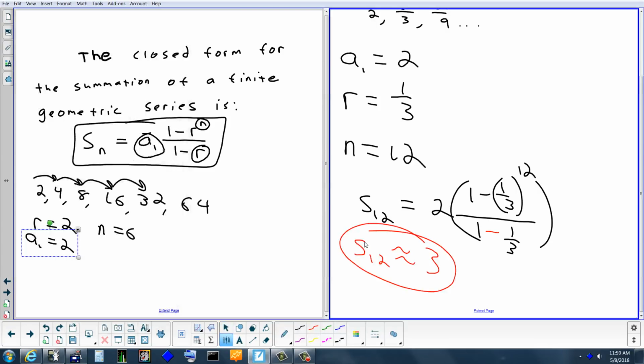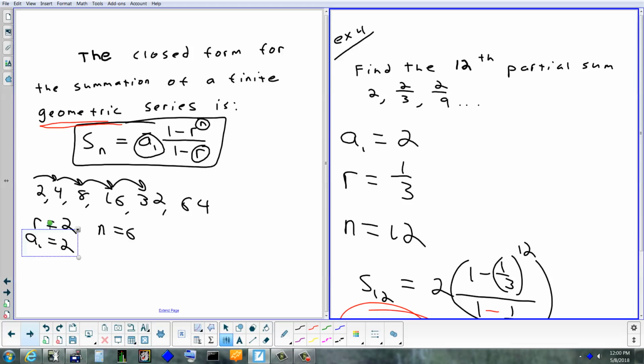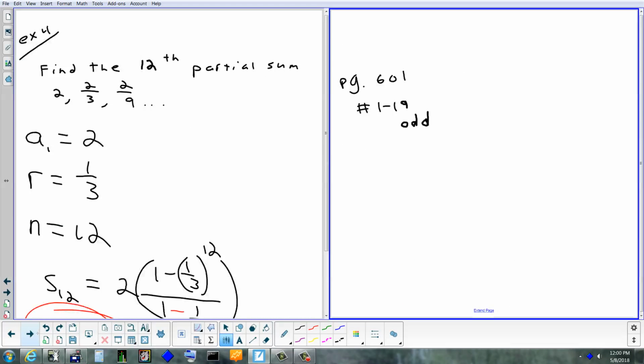Okay, and that formula only works on a geometric series, not arithmetic, but geometric. So on your reference sheet, make sure you put down that's geometric. All right, so homework tonight is on page 601, and it's 1 through 19 odd. Okay, 1 through 19 odd.